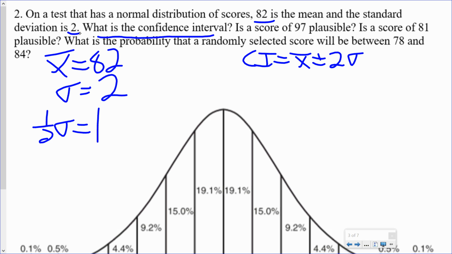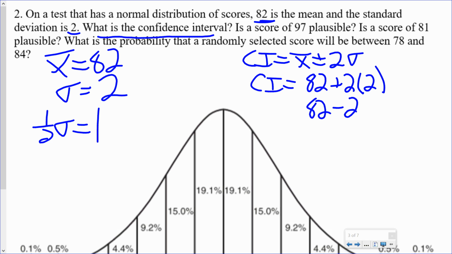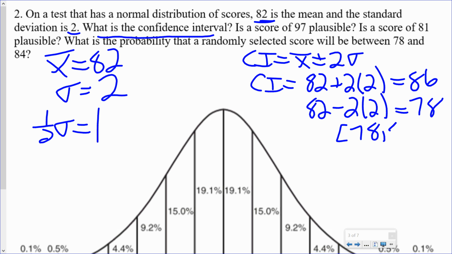Okay, now that you calculated it on your own, let's see if you got it right. The mean is 82 plus 2 times the standard deviation, which is 2, and then 82 minus 2 times the standard deviation. You can use the calculator if you need to. I don't need to. 82 plus 4 is 86. 82 minus 4 is 78. So the confidence interval is 78 to 86.